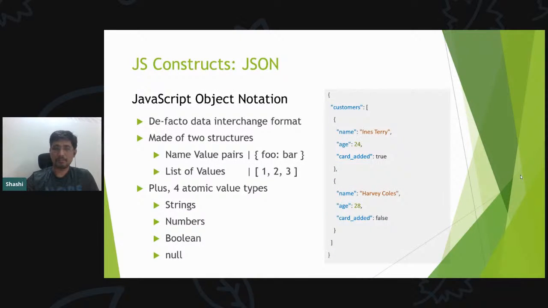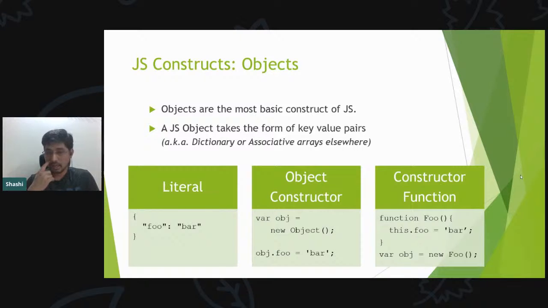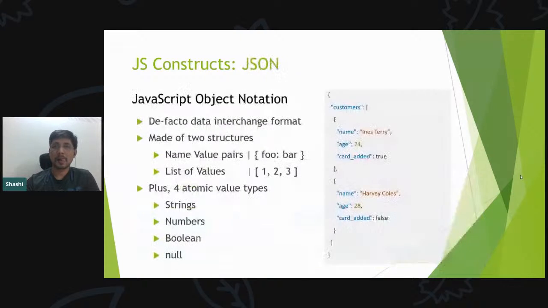So moving on, this is what objects are in JavaScript. Let's talk about JSONs. JSON stands for, it's an acronym. It stands for JavaScript Object Notation. It's a data interchange format.